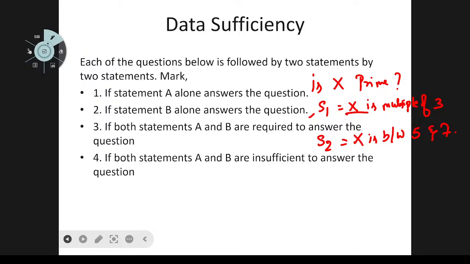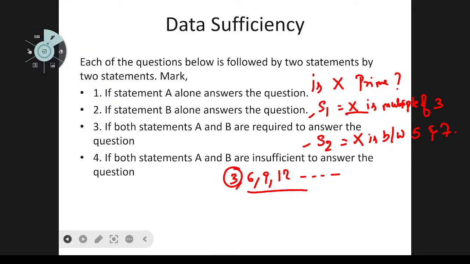Statement 1 says x is a multiple of 3. That means x can be 3 also, it can be 6 also, it can be 9 also, it can be 12 also, it can be any infinite number. So is x prime? According to this combination, 3 is prime, but the other combinations are not prime. So I don't know whether x is prime or not. From the first statement, I did not get the answer.